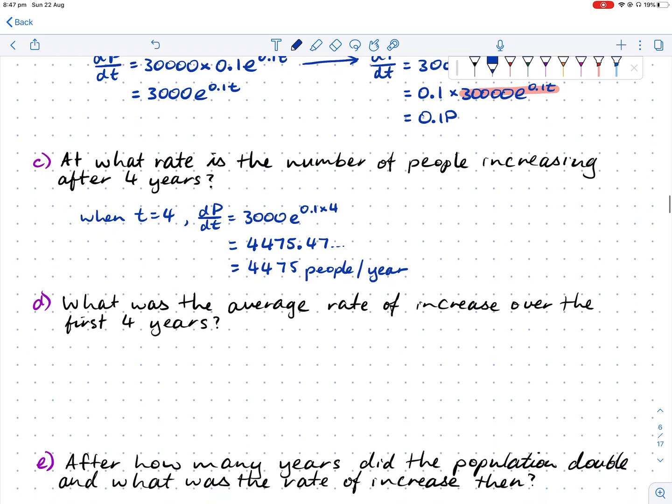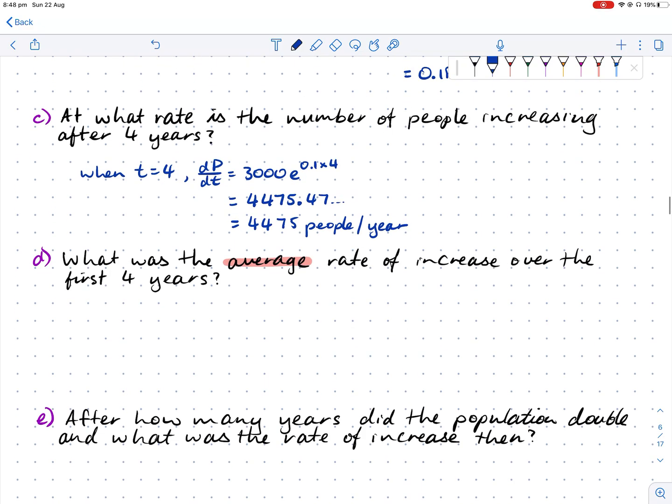Part D, what was the average rate of increase over the first 4 years? That word average is really important. So average, we're looking at the difference from beginning to end, the population between start and finish compared to the time between start and finish. So what we're actually looking for here is a gradient, okay? So it's a gradient of a straight line.